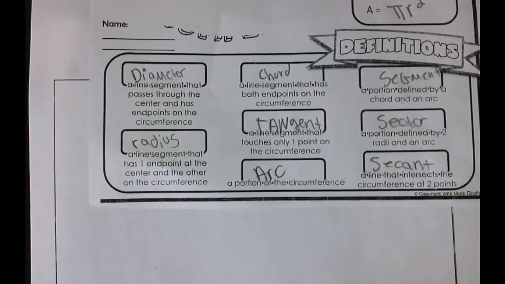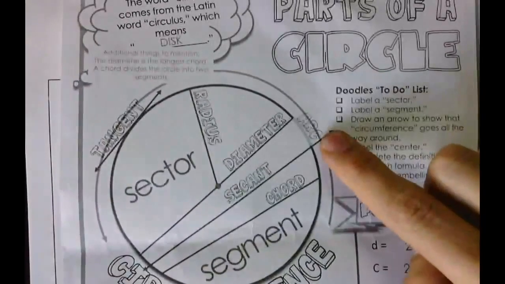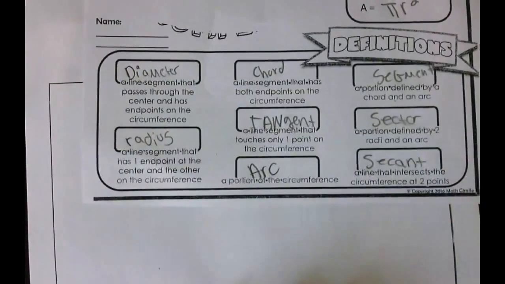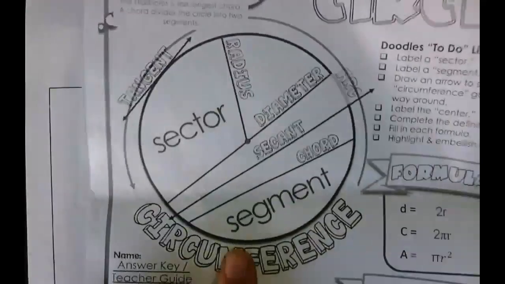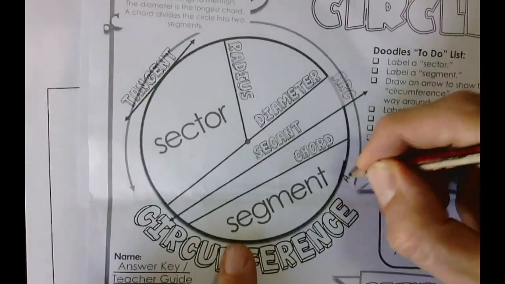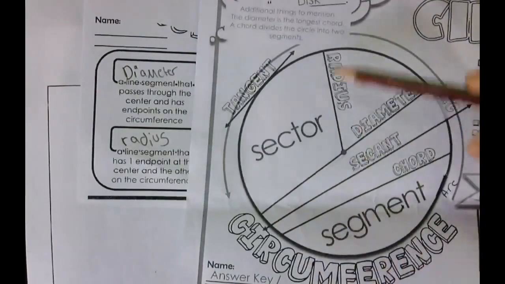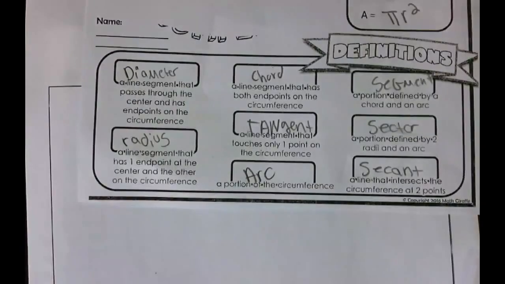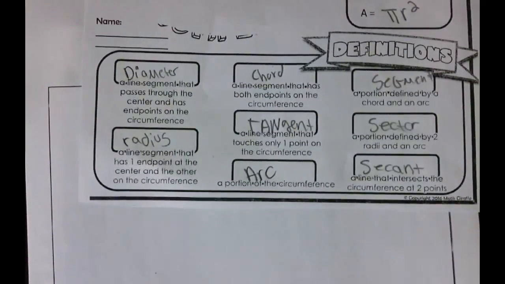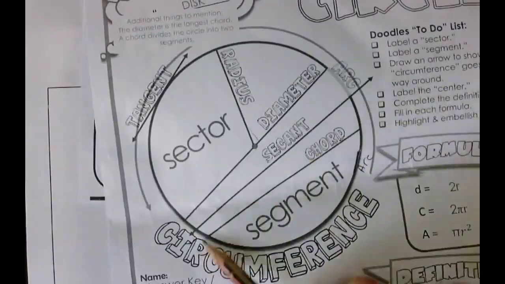A portion of the circumference is called the arc. In this case, we marked our arc up here. A segment is a portion defined by a chord and an arc. So we can include an arc here, because remember, an arc is just a portion of the circumference. A sector is a portion defined by two radiuses and an arc. We have a radius here and a radius here. That's a sector. A line that intersects the circumference at 2 points is called a secant. Notice how the line penetrates the circumference.